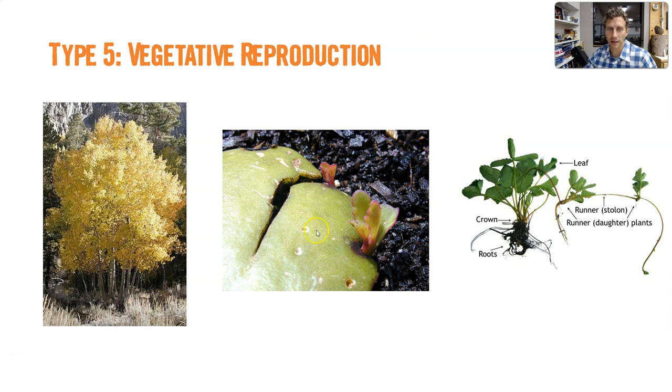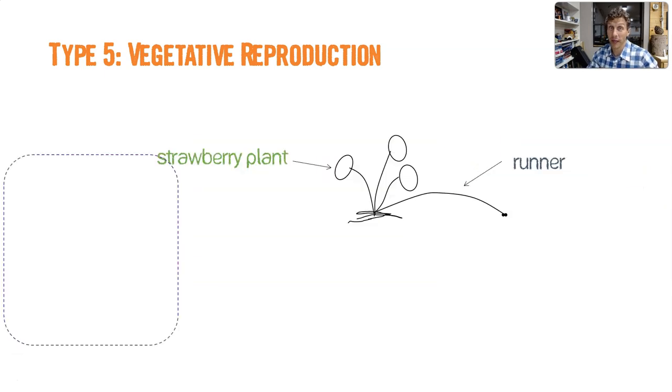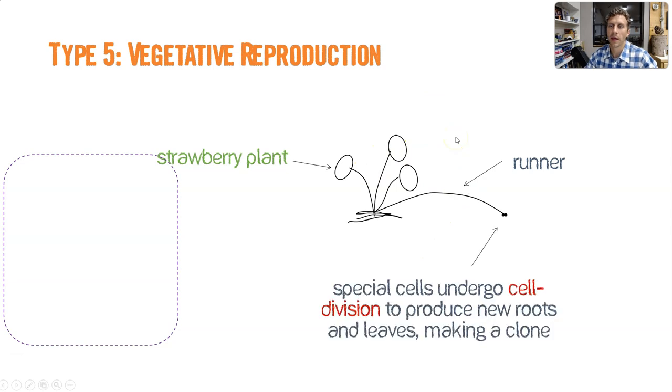And you can see that here in this succulent as well. The leaf touches the ground, and that stimulates those cells to do cell division to produce new shoots and roots. So this is common in plants, obviously, and not in animals. Here we have a beautiful strawberry plant producing a runner, and it does cell division to produce new roots and leaves, making a clone. This occurs only in some plants.